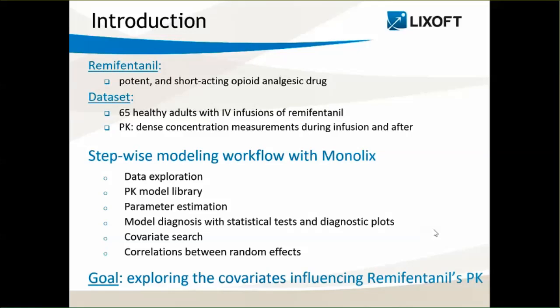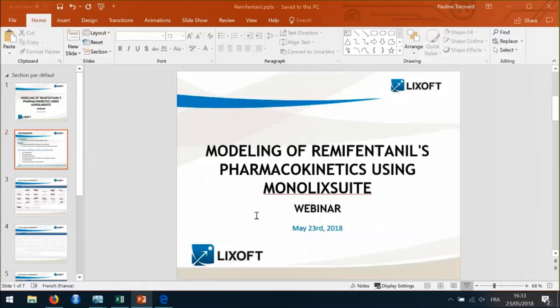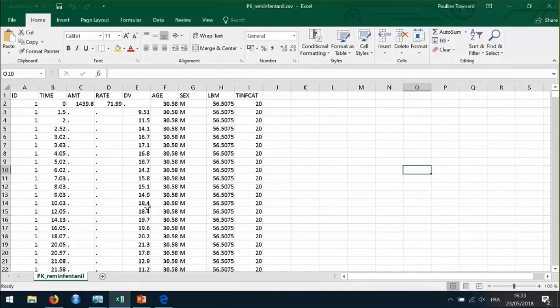So first, let's have a look at the data set in Excel. The data set contains a column for the IDs of the individuals, the times of measurement, and remifentanil's administration characteristics such as the amount of drug and the rate of infusion. For each individual, the infusion rate is constant, and the duration of infusion is between 4 to 20 minutes. But the duration of infusion is not needed in the data set because it can be deduced from the amount and the rate of infusion.